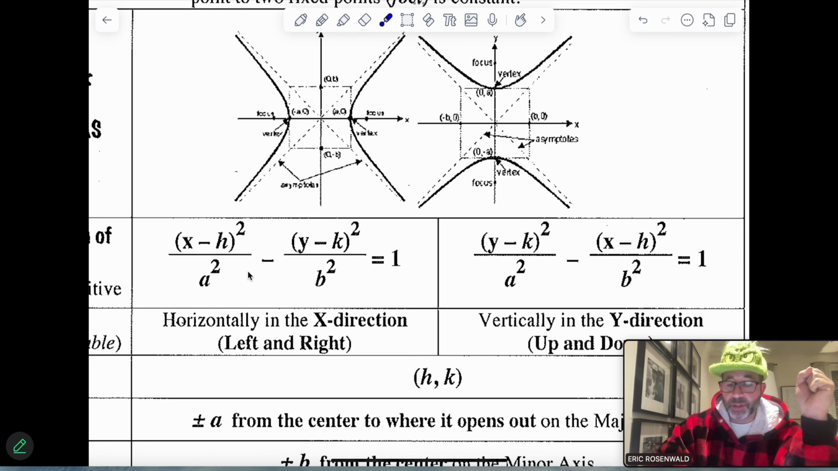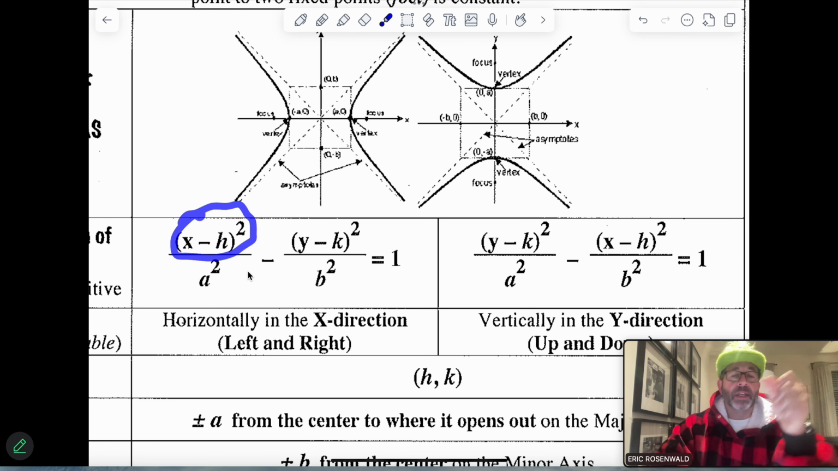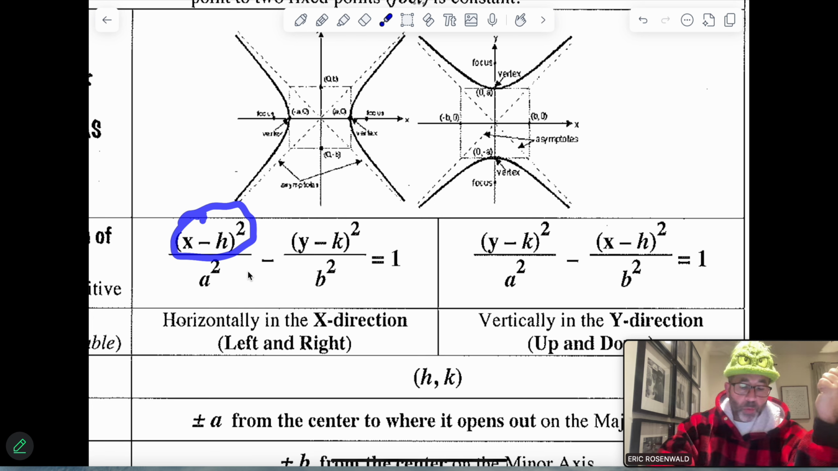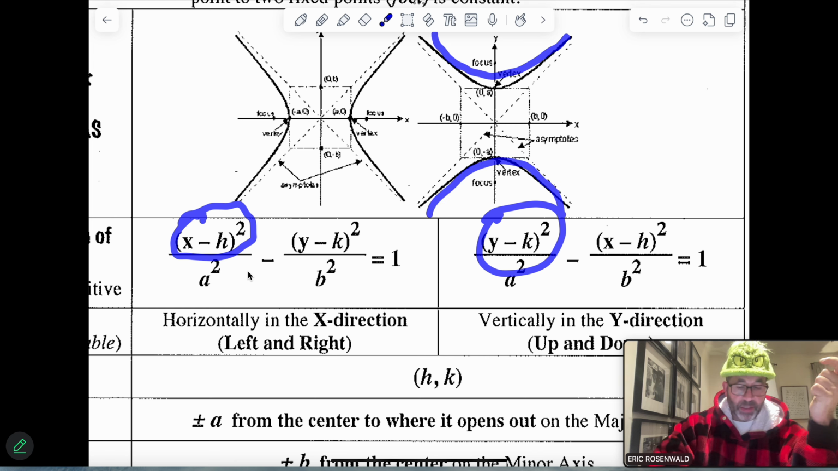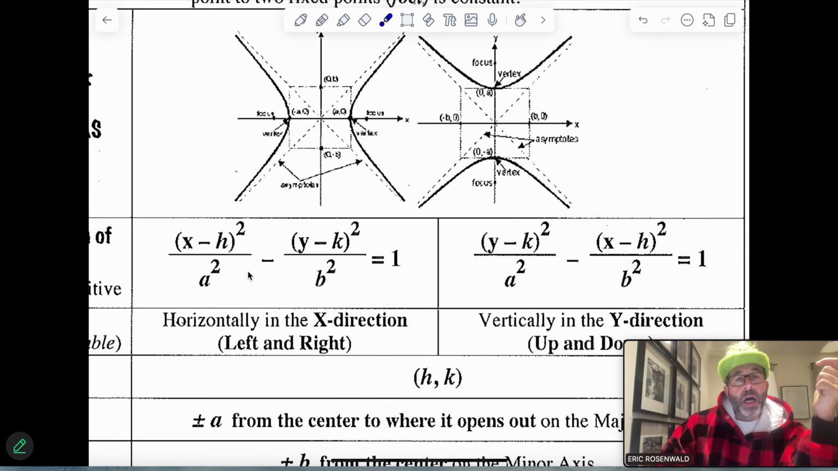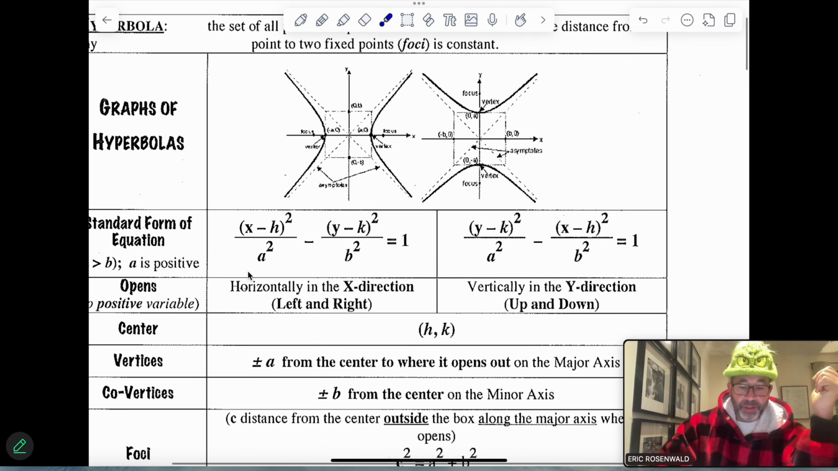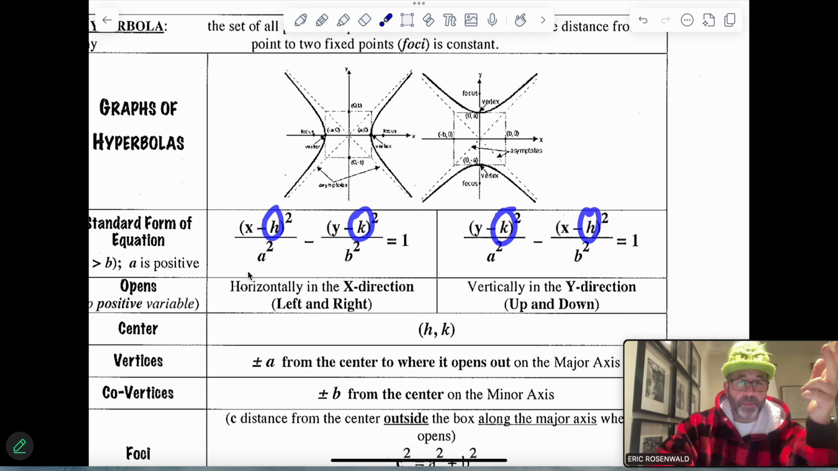What I mean by that is when we have x being squared, that tells us it's going to open in the x direction. When we have y being squared, it tells us it's going to open in the y direction. So the y direction is up and down, the x direction is left and right, okay? The center is still always going to be the center. You just have to be mindful of the letters that we're dealing with. H and K, and H and K are switched in the other one.